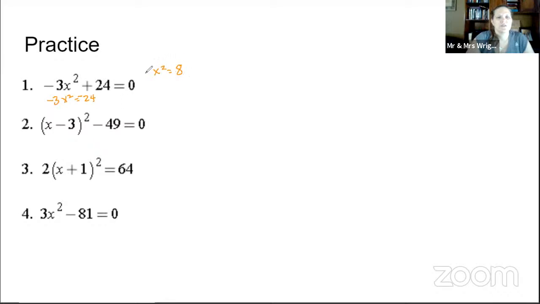So now to undo this square, we have to find the square root. So x equals, I introduce the square root, so it must be plus or minus the square root of 8. Well, the square root of 8 is going to be an irrational number, but I can reduce this because the square root of 8 is the square root of 2 times 2 times 2.